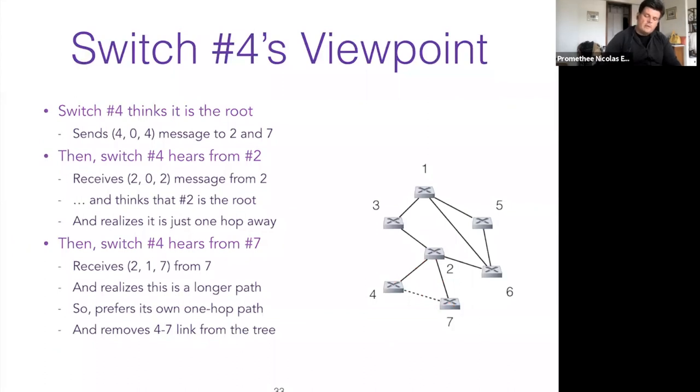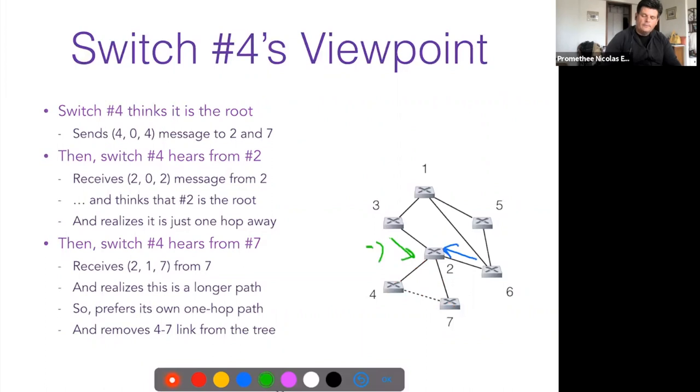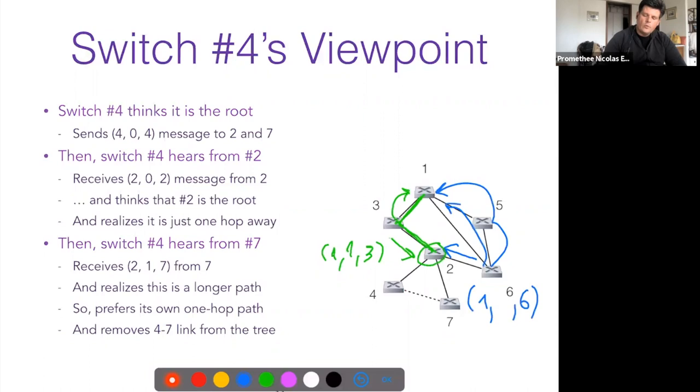Of course, as Gavin said, yes, but at some point, what's going to happen? 2 is going to receive two messages, this one from 3 and this one from 6. So from 3, what is the message that I receive? I agree. 3 will send with 1 hop because it's 1 hop away. What about 6? So 6 is going to send 1, and what is the distance? So I have the choice between 1, 2, and 1. So with 1.